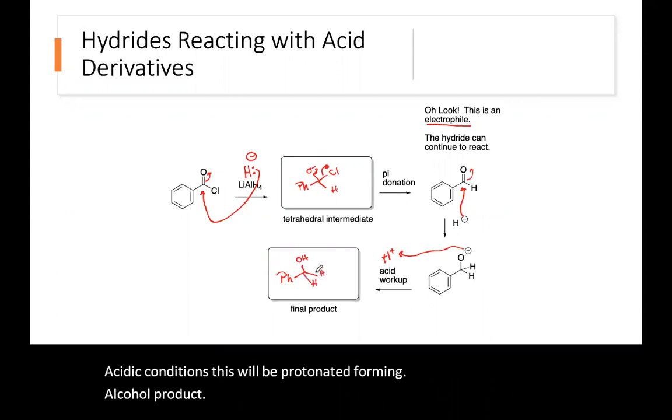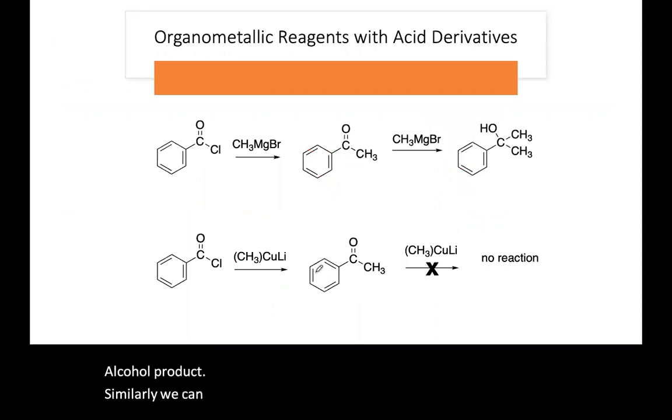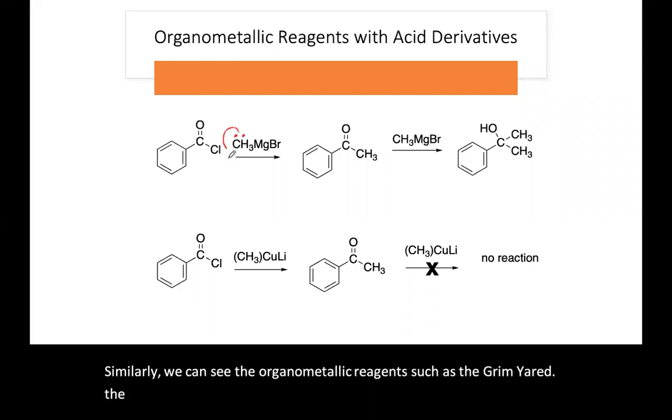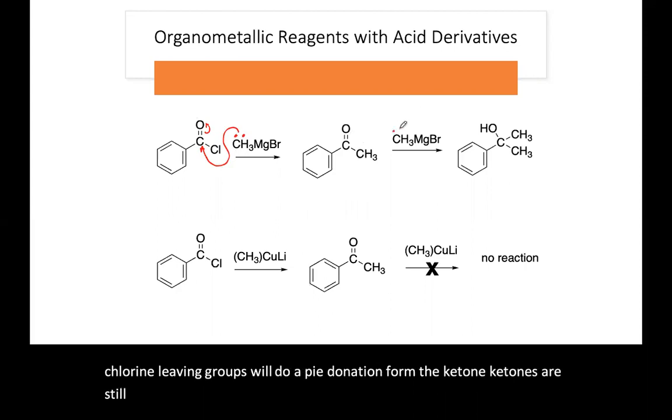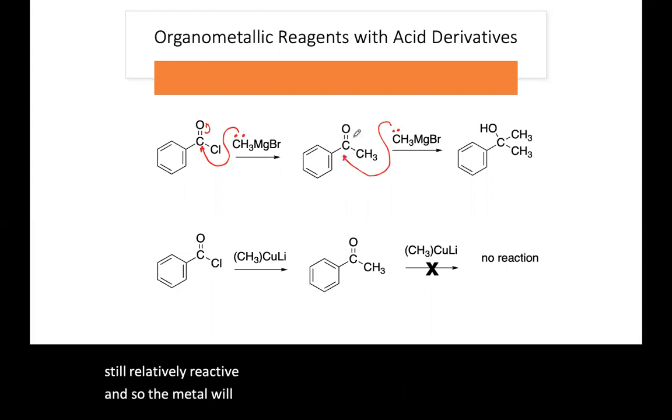Similarly, we can see the organometallic reagents such as the Grignard. The carbon with the lone pair on it will attack, break the pi bond. We have a chlorine leaving group, so we'll do a pi donation to form the ketone. Ketones are still relatively reactive, and so the methyl will react again, forming our tertiary alcohol in this case.